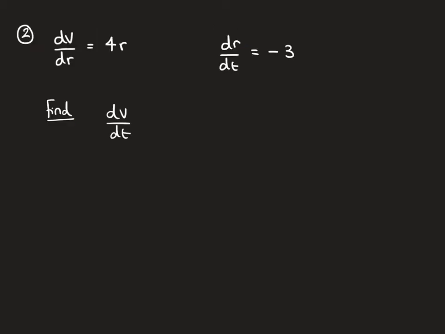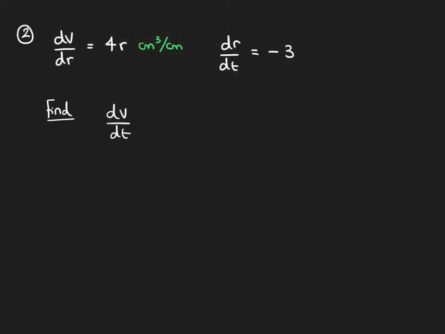So here's a second example for us to look at. dv by dr is equal to 4r, dr by dt is equal to -3, and we have got to find dv by dt. Now I'm going to give this some units. dv by dr is the rate of change of v with respect to r. Now v might stand for volume, so this could be centimetres cubed per centimetre, because r might stand for radius.